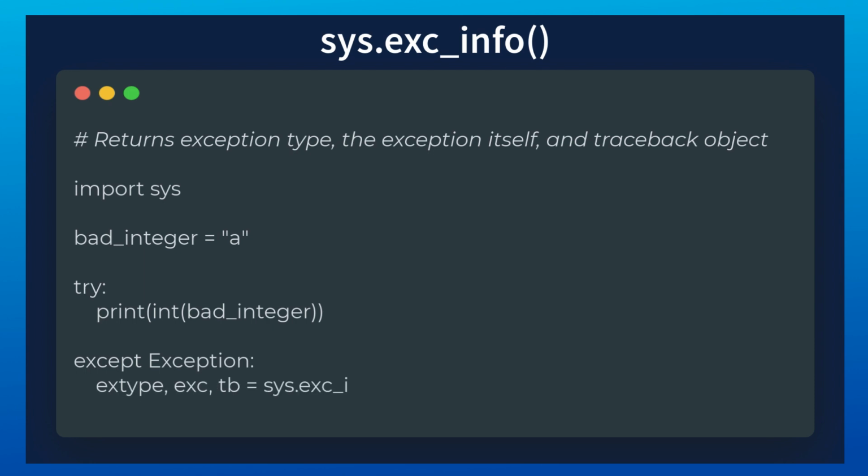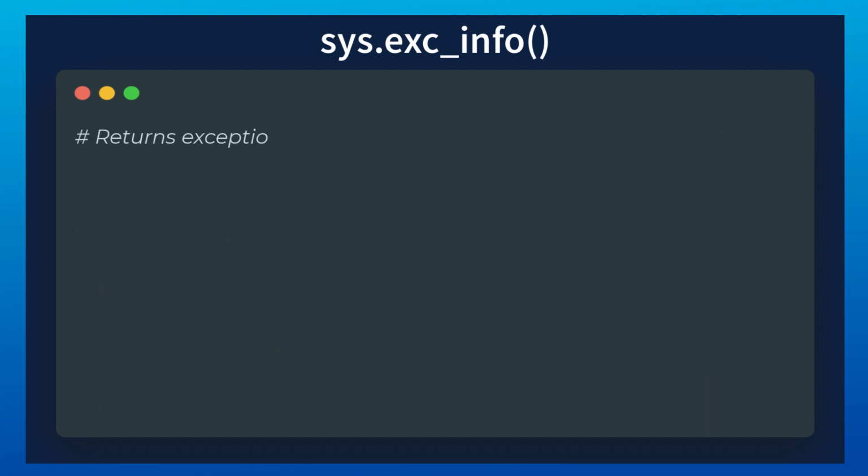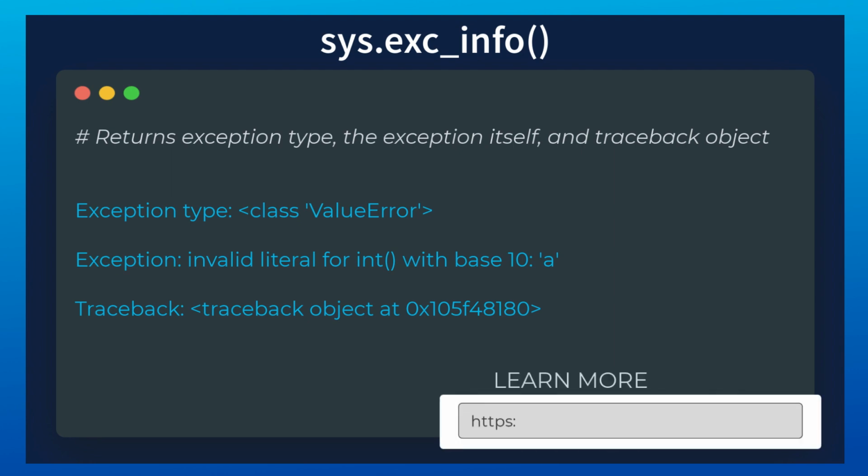sys.exc_info is useful for exception and error handling. Notice how I declared bad_integer equals a. Then I will try to turn that string into an integer, which will throw an exception, which is then handled by the exception code block. You can see it returned the type of exception, the exception itself, and a traceback object which encapsulates the call stack at the point where the exception last occurred. Learn more about the sys module at docs.python.org.